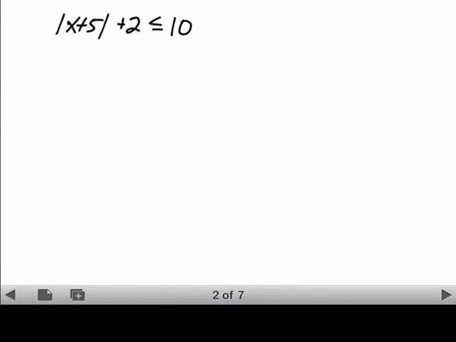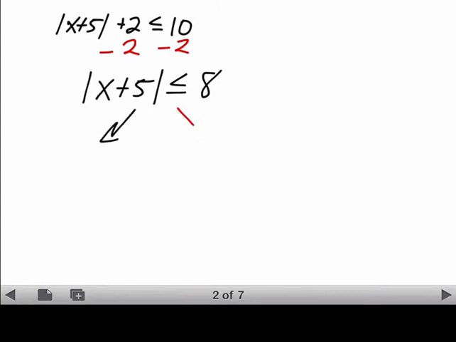For our first absolute value inequality, we have x plus 5 in absolute value plus 2 is less than or equal to 10. Now, just as with solving absolute value equations, we're going to solve this inequality by first isolating the absolute value. We end up with x plus 5 in absolute value is less than or equal to 8.